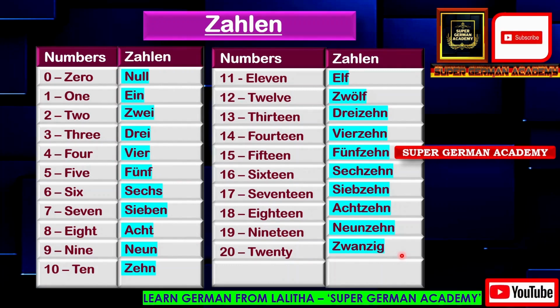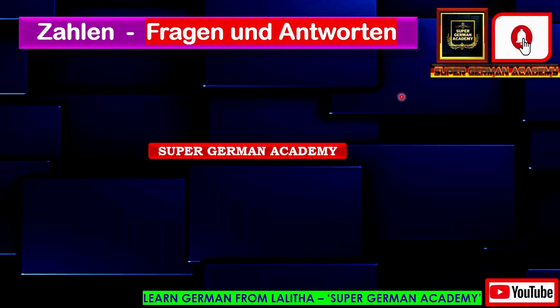This Zwan pattern will be repeated from 20 onwards to 30. So from 20 to 100 you will learn in the next lesson, and in this lesson you will be learning here from 0 to 20. So these are about the numbers, and let's see a few example sentences on how to use these numbers and to find out the age of the other person.